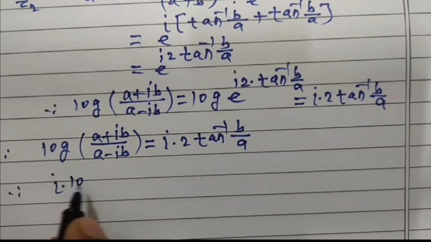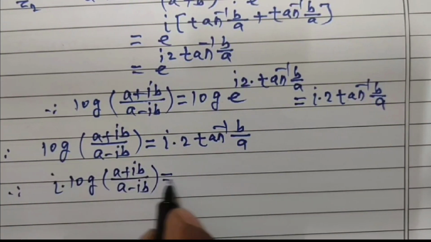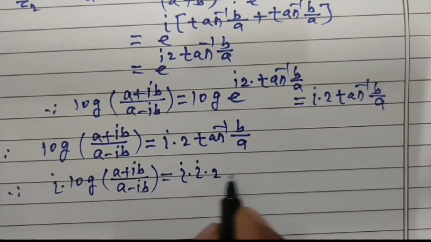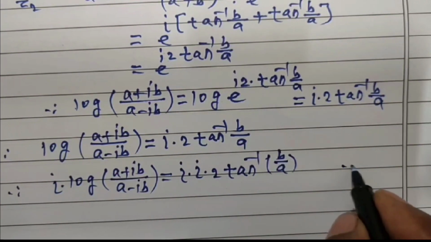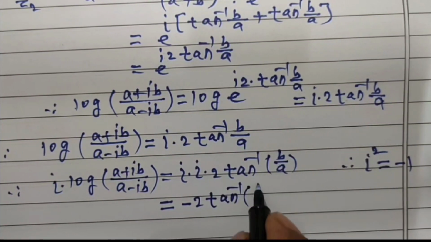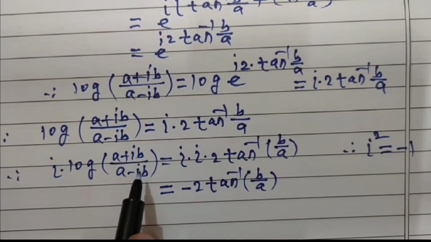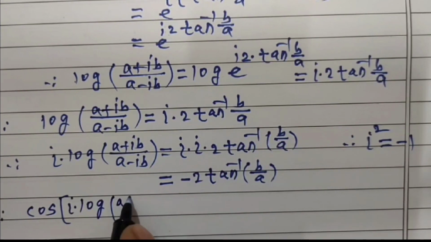i into logarithm of (a plus ib) divided by (a minus ib) is equal to i into i times 2 tan inverse b upon a. But you know, i into i, that is i square, is equal to minus 1. So this can be written as minus 2 times tan inverse b upon a. This is i into logarithm of (a plus ib) upon (a minus ib). Now take cos of i into logarithm of (a plus ib) divided by (a minus ib).